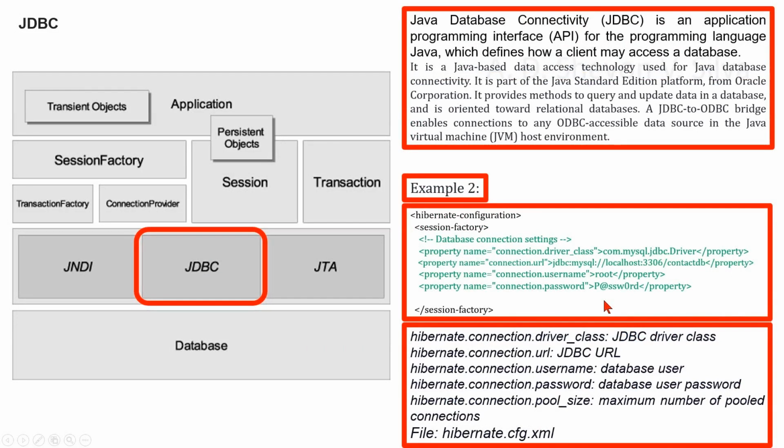Here we are considering database connection settings: connection.driver_class, the JDBC driver class; connection.url, the JDBC URL; connection.username, the database user; and connection.password, the database user password. This is in the hibernate.cfg.xml file.